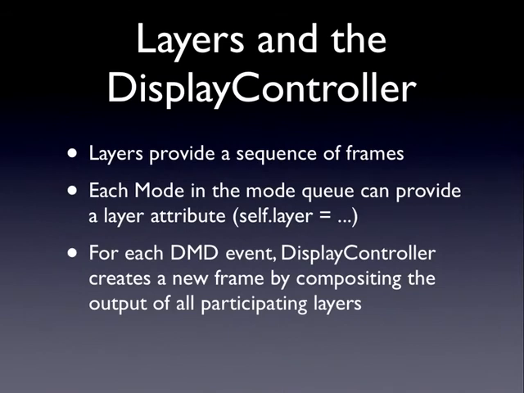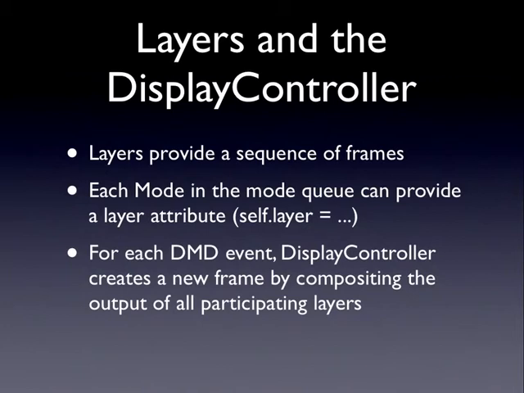Okay, so layers and the display controller. A layer, as it says right there, is just something that provides a sequence of frames. So that can be anything. That could be something that just returns an animation. It could be something that's very boring and just returns one frame over and over again. The point of the layer object is to work in concert with the display controller.